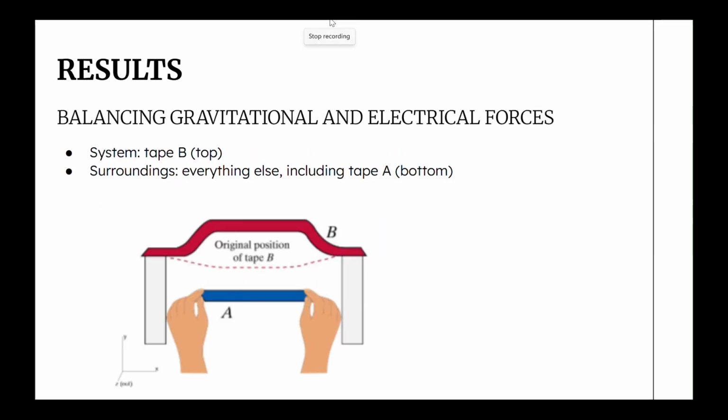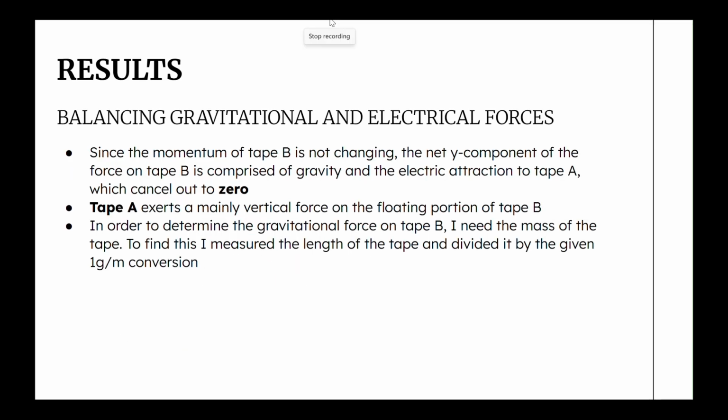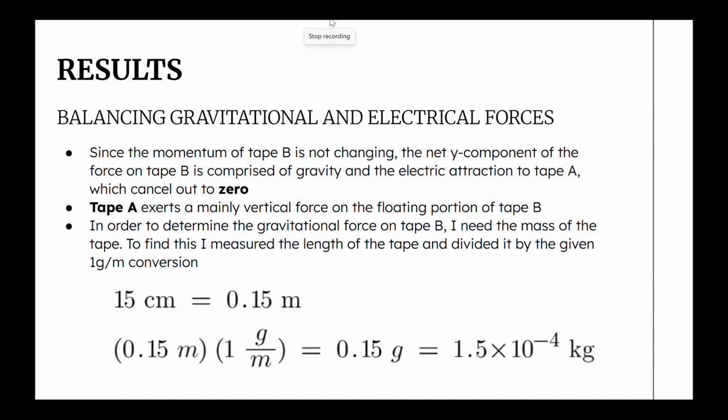I suspended a charged piece of tape between two boxes, tape B, which is the system, and brought another charged piece of tape below it, tape A, which is part of the surroundings. Since the momentum of tape B is not changing, the net y component of the force on tape B is comprised of gravity and the electric attraction to tape A, which cancel out to zero. Tape A exerts a mainly vertical force on the floating portion of tape B.